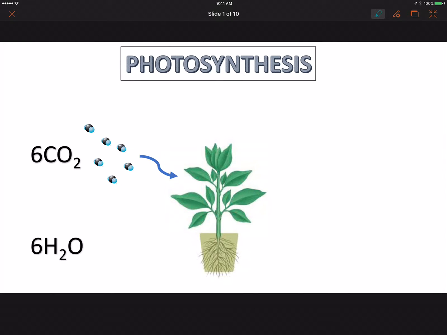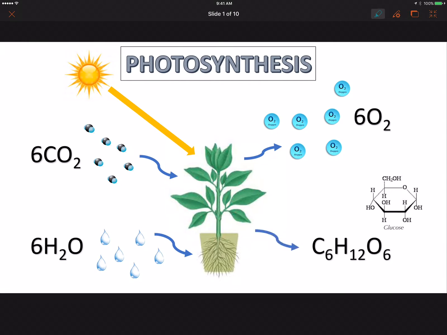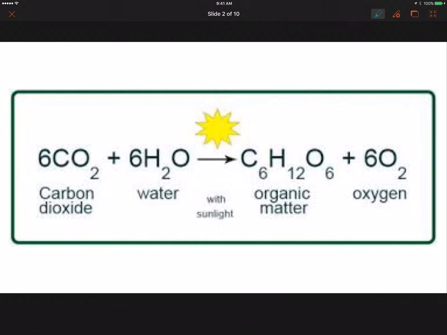In addition to carbon dioxide, I have 6 water molecules. Water goes into my plant through the roots, and I also need an energy source, and that energy is going to come from the sun. So 6 CO2 plus 6 H2O and the energy of the sun are my reactants, and it's going to produce something. What it's going to produce is 6 oxygen molecules that will come out of my leaf and a glucose molecule, C6H12O6. So that is a quick overview of photosynthesis.